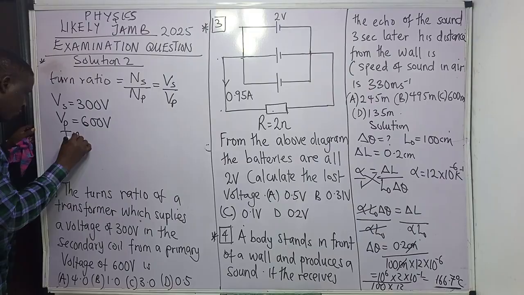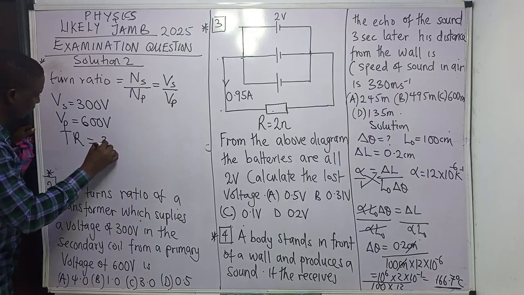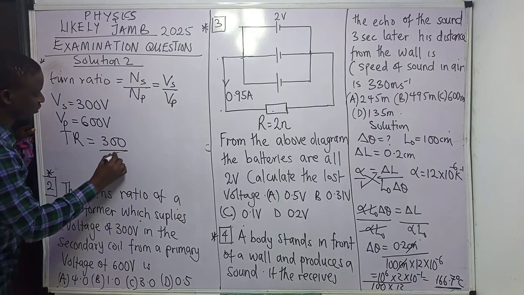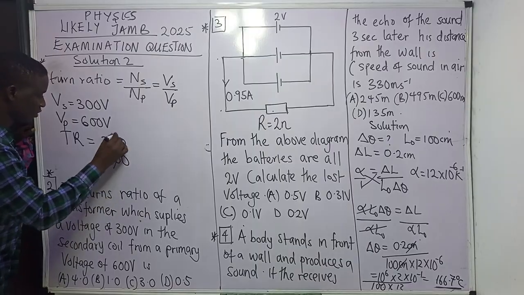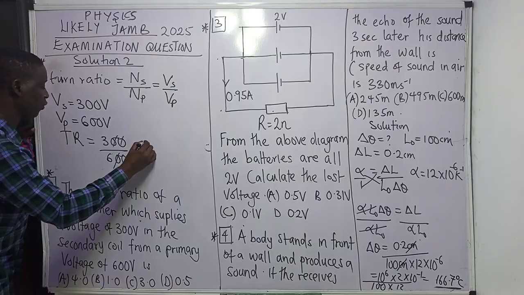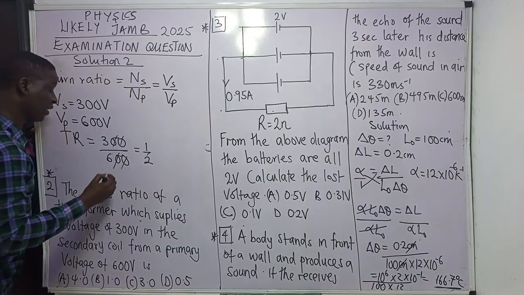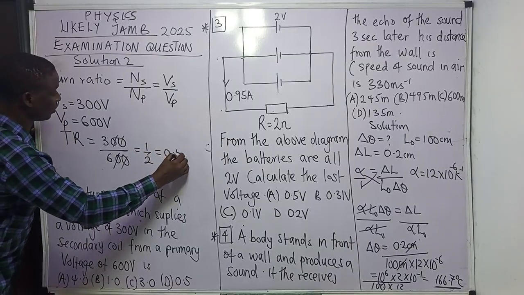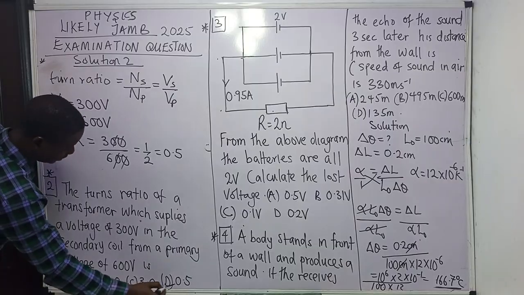So turns ratio equals 300 over 600. So what I would have, this one cancels, this cancels. 3 over 6, 1 over 2, is 0.5. So that is option D.